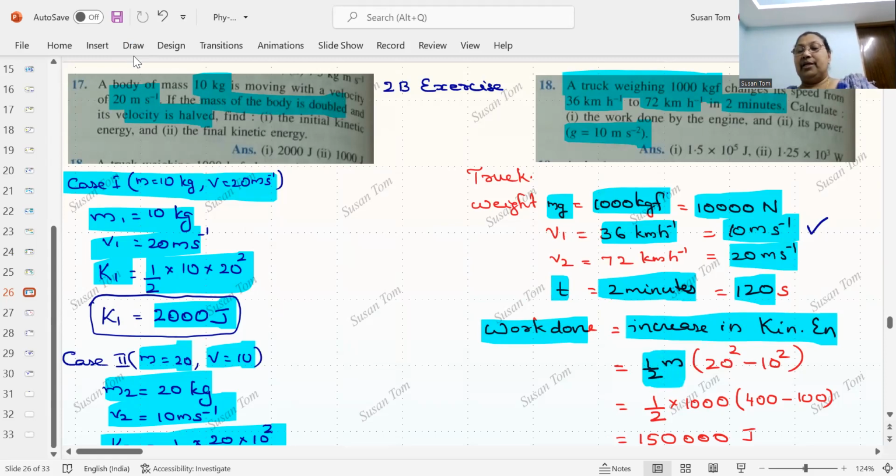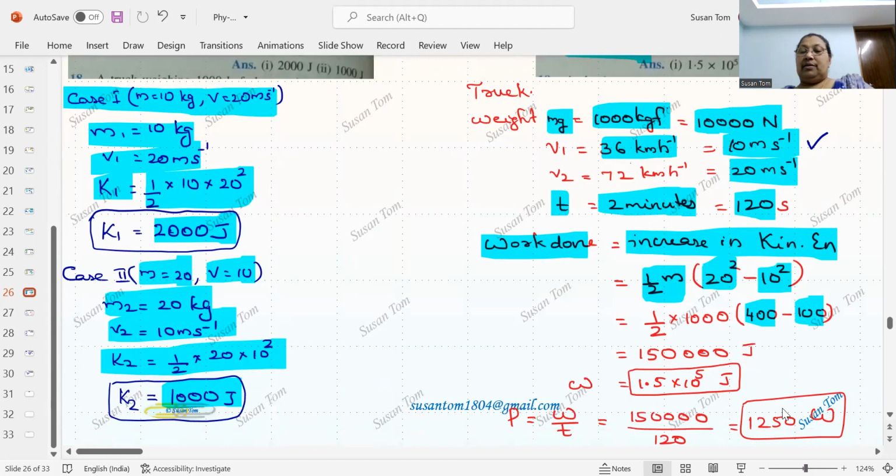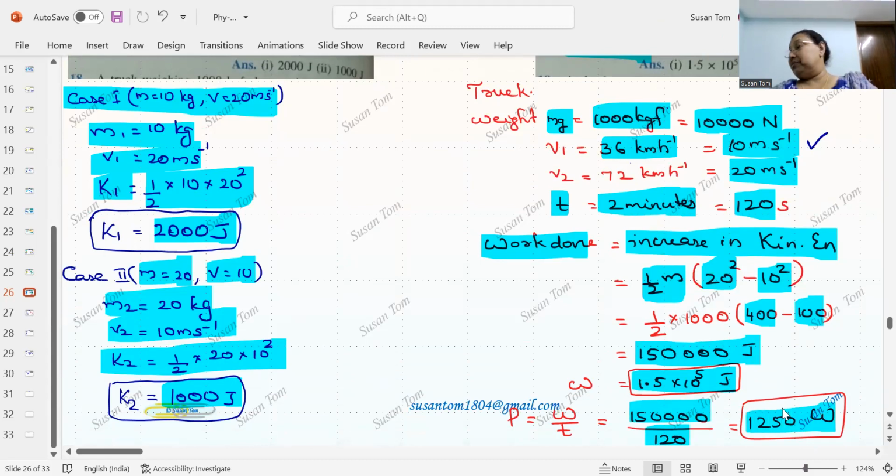Half m into change in kinetic energy, 20 square minus 10 square. 20 square is 400, 10 square is 100, which is 300. On multiplying and dividing, you'll get 1,50,000 joules, which is equal to 1.5 × 10⁵ joules. Power is that value divided by time, 1,250 watt.